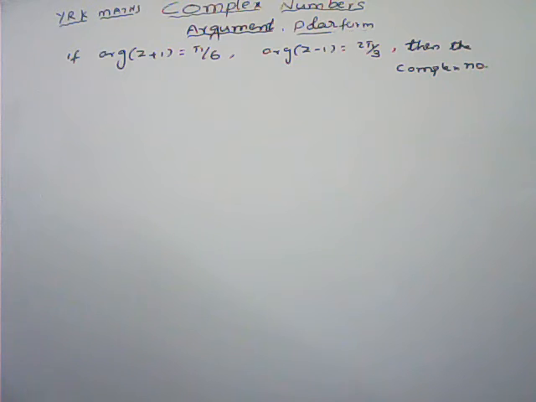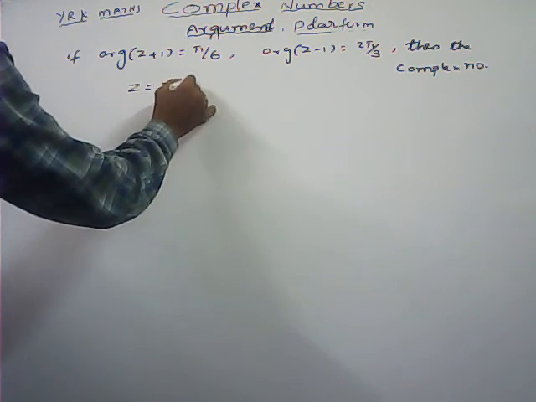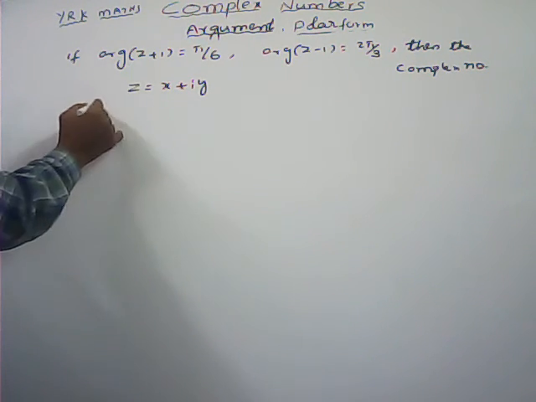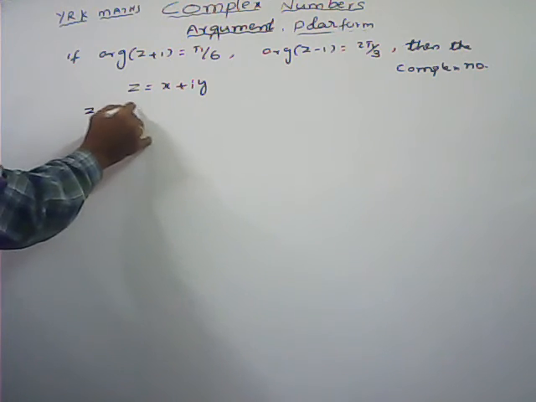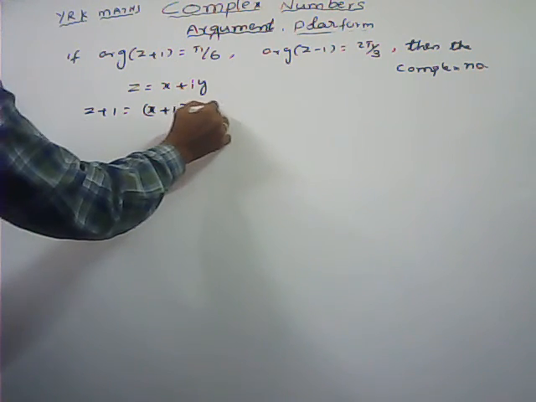Here argument of Z plus 1 is equal to pi by 6 and argument of Z minus 1 is equal to 2 pi by 3. Then write down the complex number. Here I am taking Z is equal to x plus iy. Now here I have to find the x and y values. Here Z plus 1 is equal to x plus 1 plus iy.